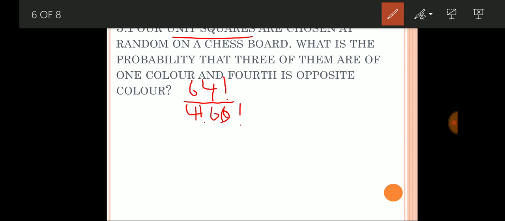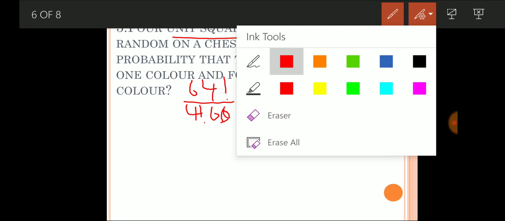The same thing: what is the probability that 3 of them are of one color and the 4th one is of the opposite color? 3 of them should be of the same color, which can be white, white, white, and the other one can be black, or it could be black, black, black and the other one white. Either of these two is possible.